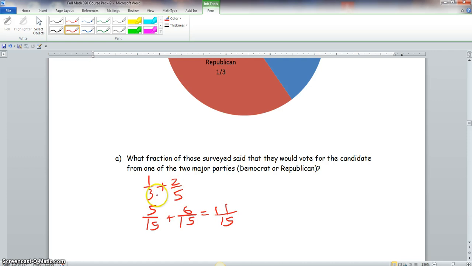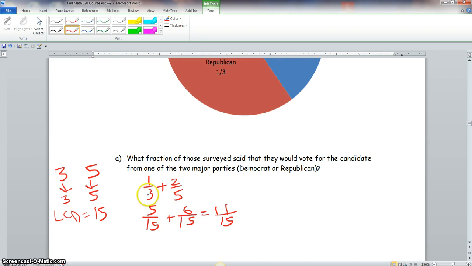Now, if you look here, 3 and 5, the common denominator is 15. Because if we go off to the side here, the prime factorization of 3 is 3, prime factorization of 5 is 5. So we know our LCD will be that 3 times 5, which is 15. That's how we get 15. Now we could divide this.